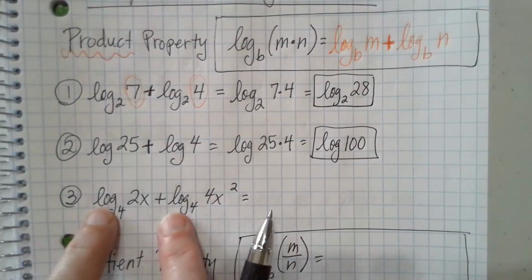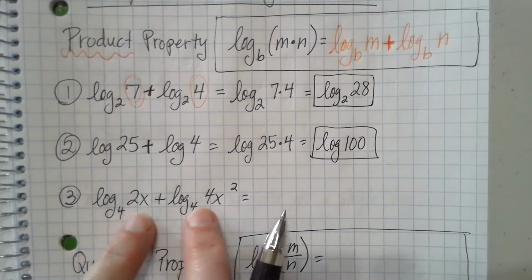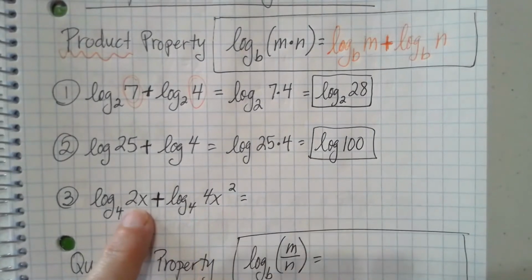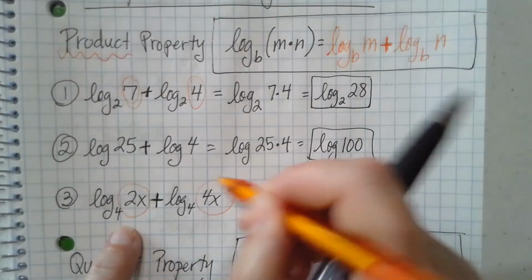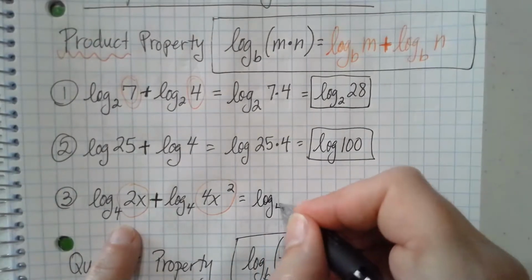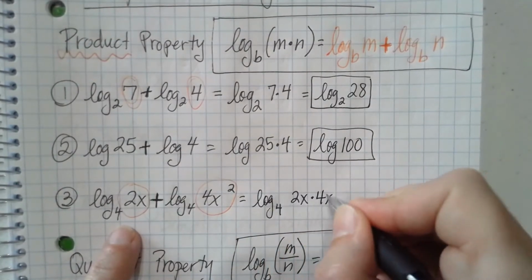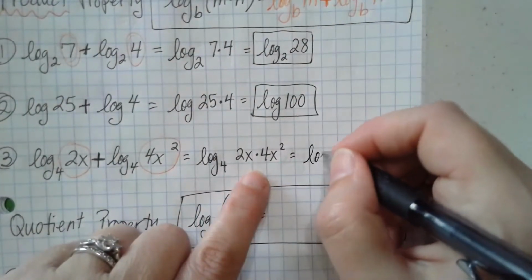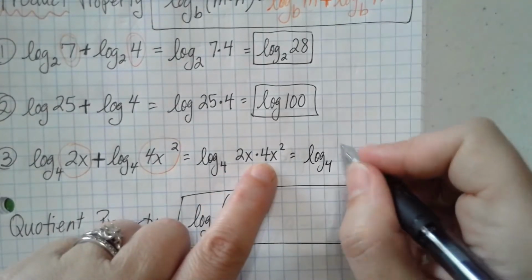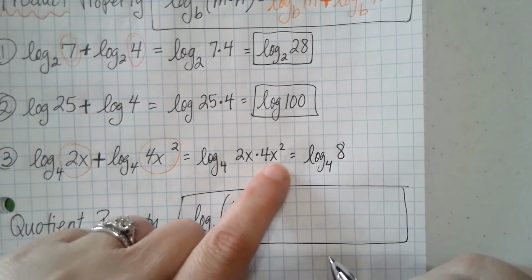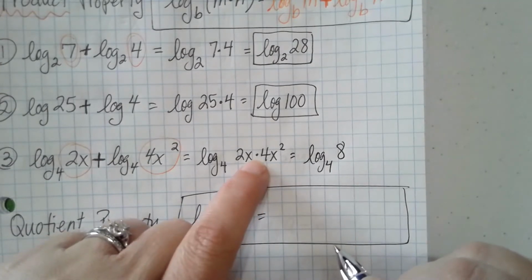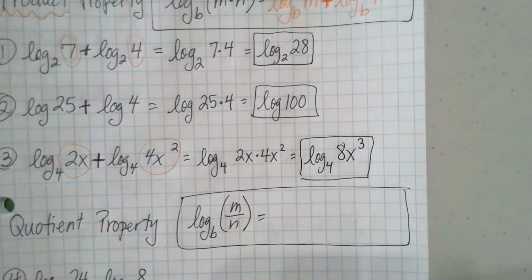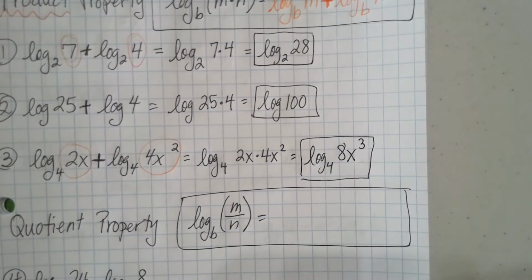Okay, checking for our same base. So we're going to look for the plus sign, which tells us to do what with these values? We're going to multiply them together. So we're going to have log base 4 of 2x times 4x squared. So when I condense that together, 2 times 4 is 8, and x times x squared. How many x's is that going to be? This is 1x, and then we got 2 more. That's going to be x to the third.